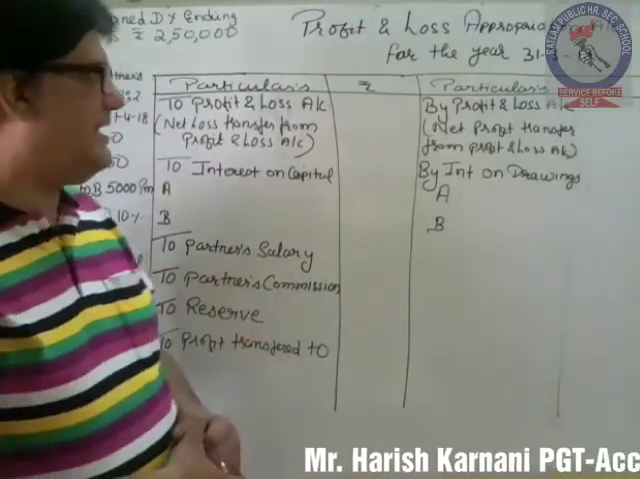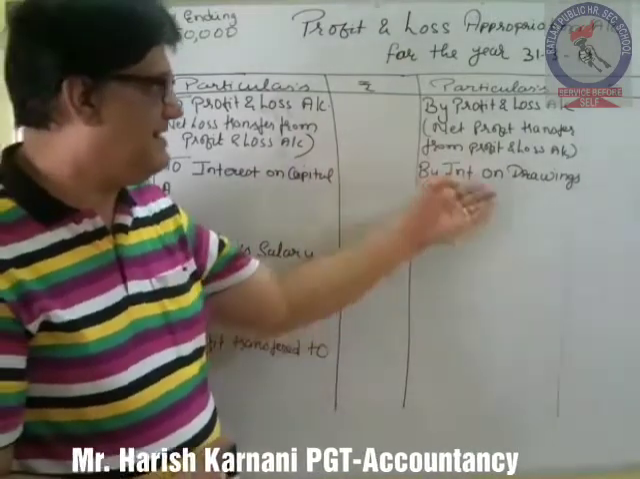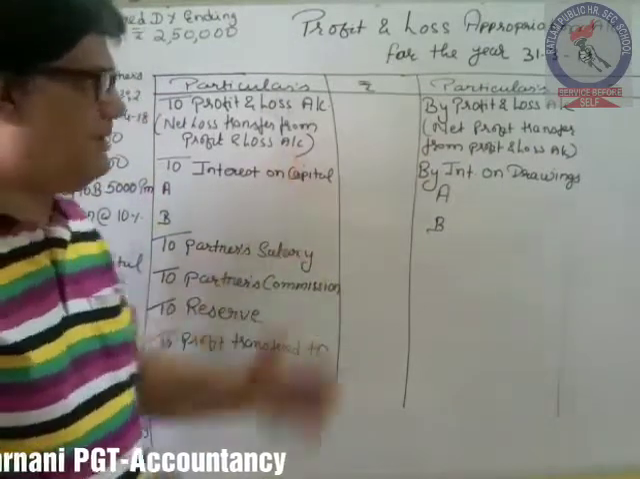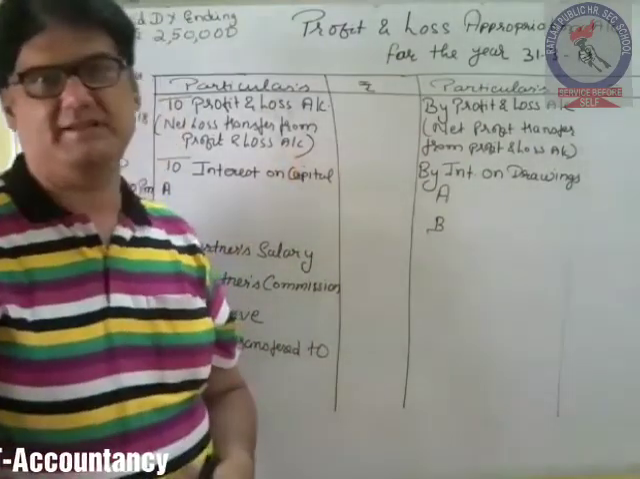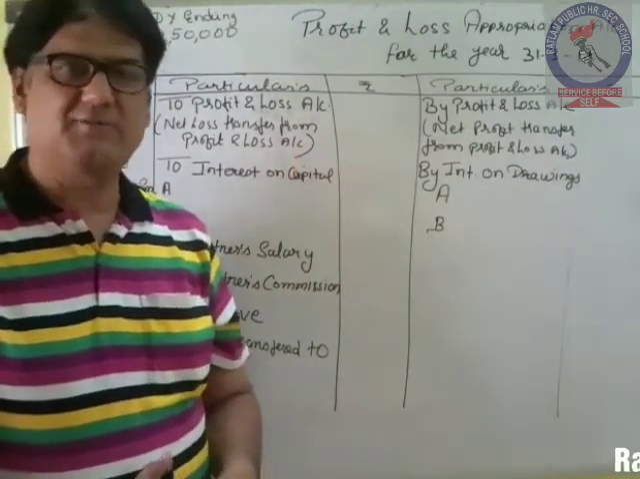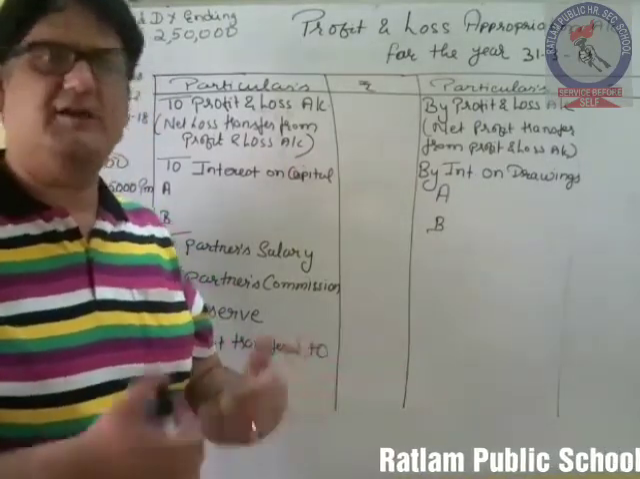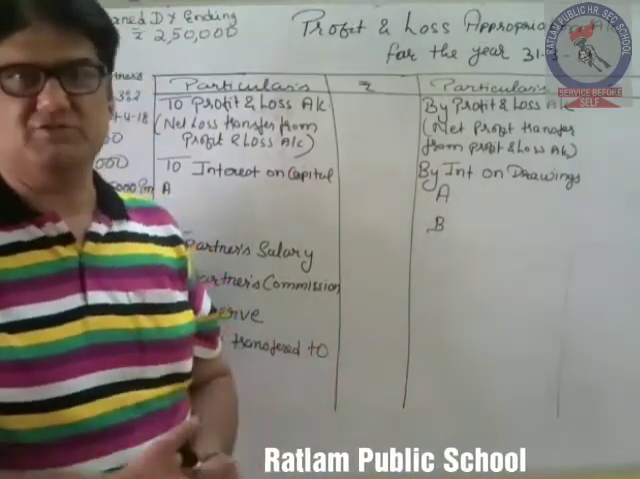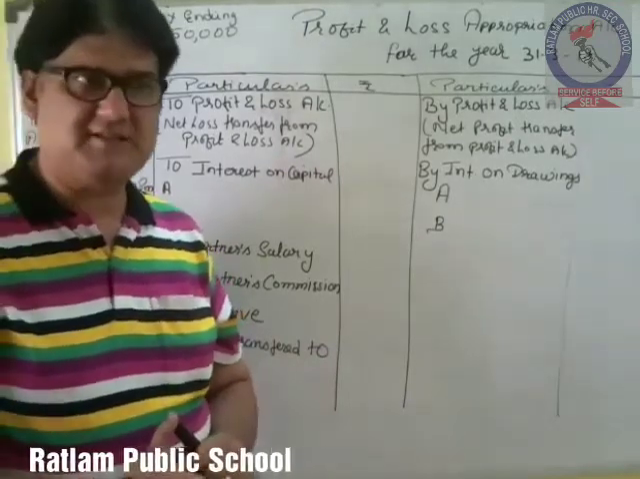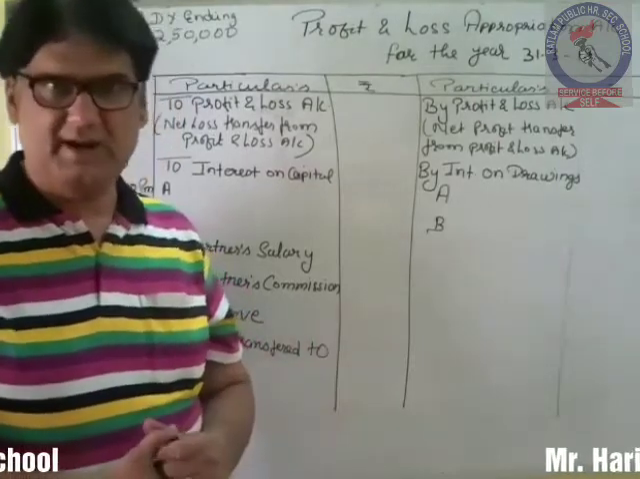And at the end of the day, the difference between the two sides, that is the credit side and the debit side, will be taken out, and whatever profit is remaining with us will be transferred to the partners' capital account or current account, as the situation may be. Because if the capital is fixed, then in that case it will be transferred to current account.